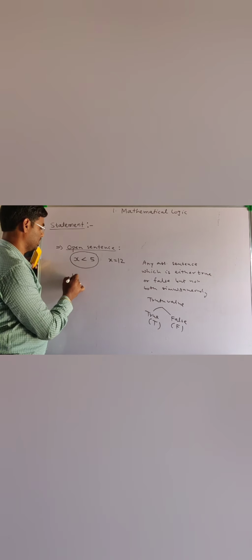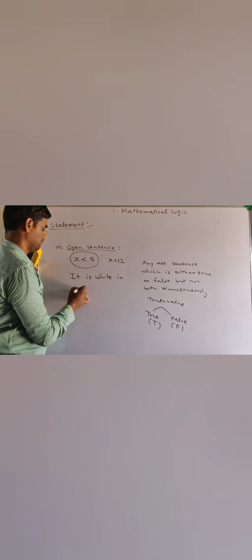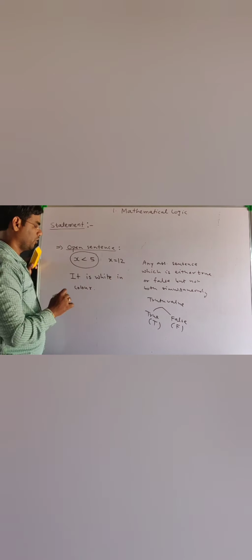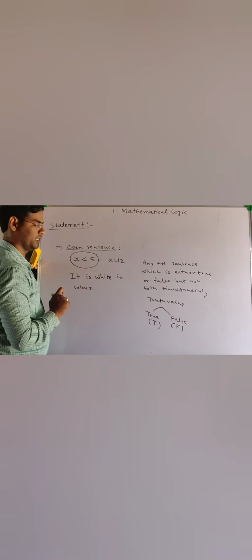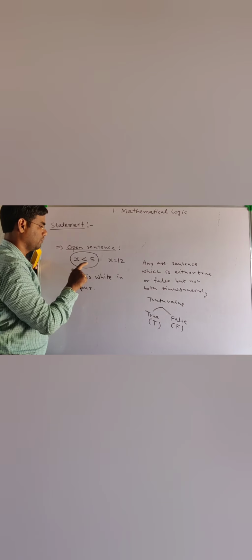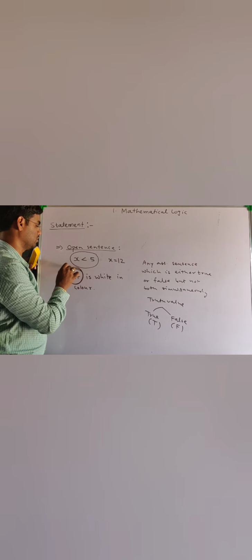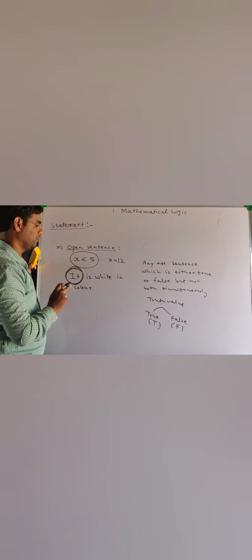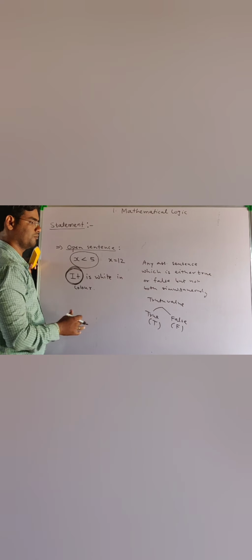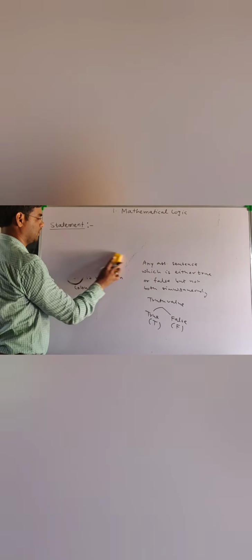For example, suppose I say it is white in color. Now we don't know what it is. If I talk about whiteboard, then the sentence is true. If I talk about the black ink, then the sentence is false. So here the word pronoun is used, and the sentences in which a pronoun is used are called what? Open sentences, and open sentences are not a logical statement because the truth value varies from situation to situation.